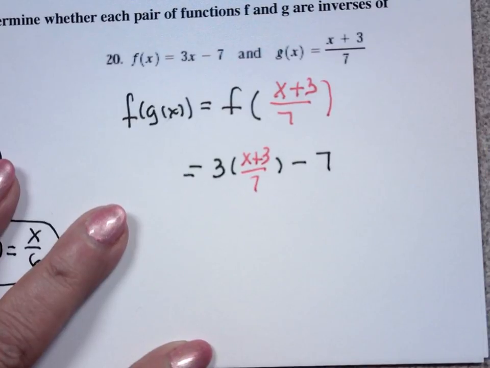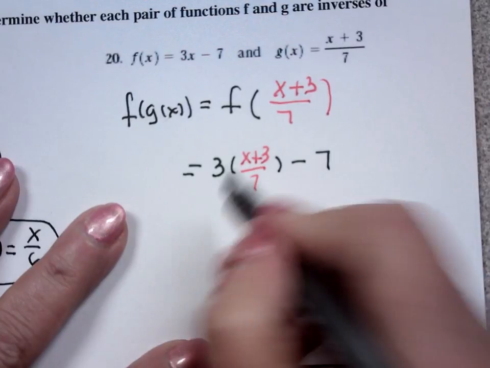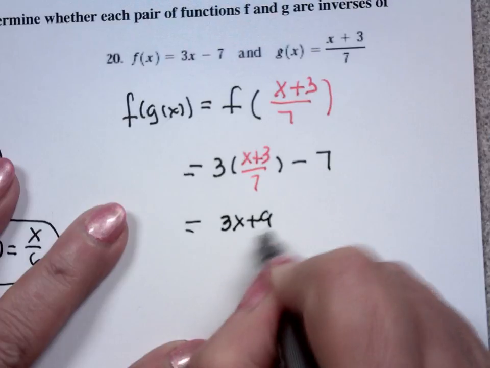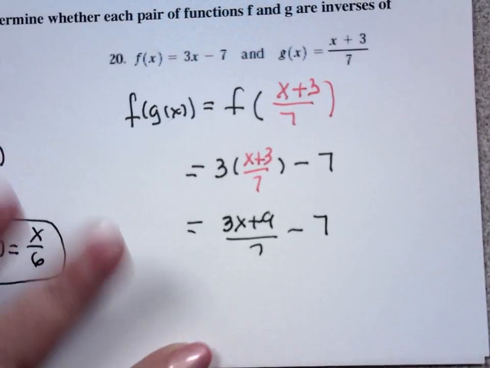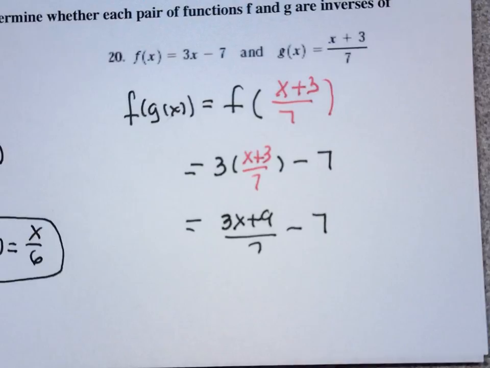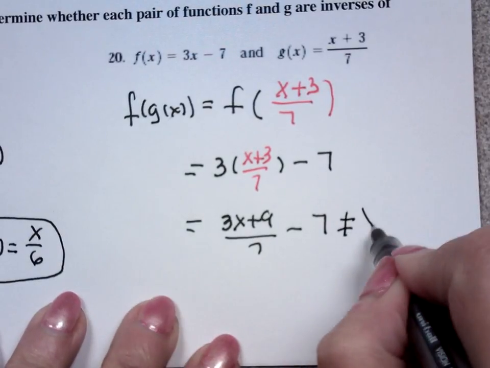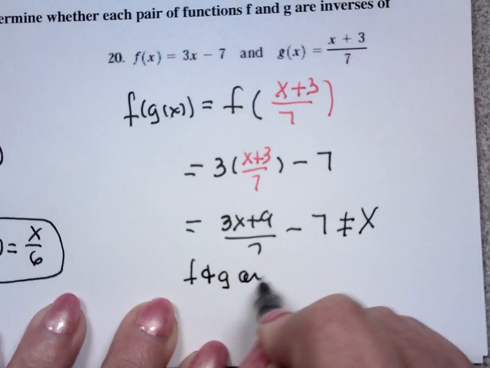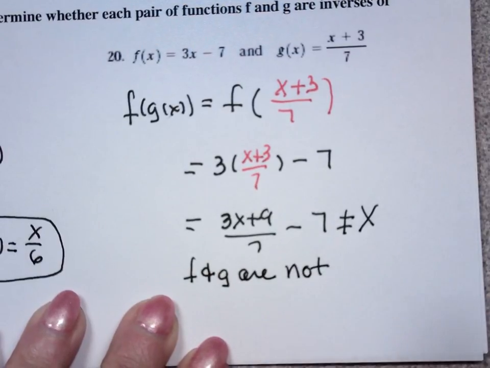What can I almost tell right away? Is there any way I'm going to get x? No. Well, 3 times, this is 3x plus 9 over 7 minus 7. I've got to get rid of a 9. I've got rid of 7 on the bottom. I've got to get rid of the 3 on the x. I've got to get x by itself. Is there any chance that's going to happen? No. So this is not equal to x. So f and g are not inverses.